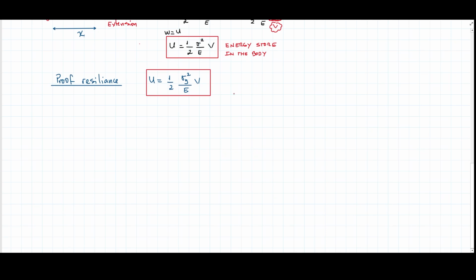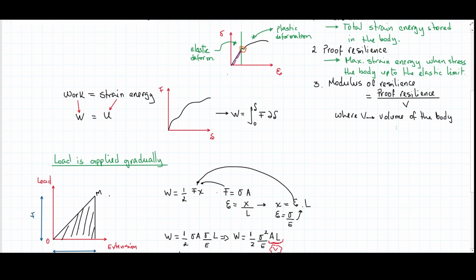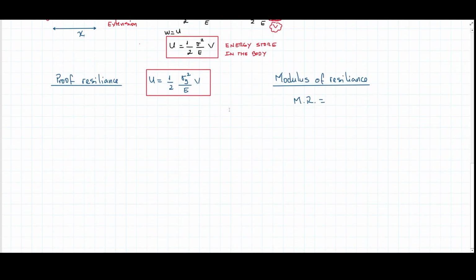Now the final one is modulus of resilience, and let's do it here at the side, like this. That's simply dividing the proof resilience. It's going to be equal to what? As defined here, the proof resilience divided by the volume of the body. So how much is it going to be? Well, this term here, the proof resilience. Basically, if I divide this by the volume, then this is going to be equal to this.